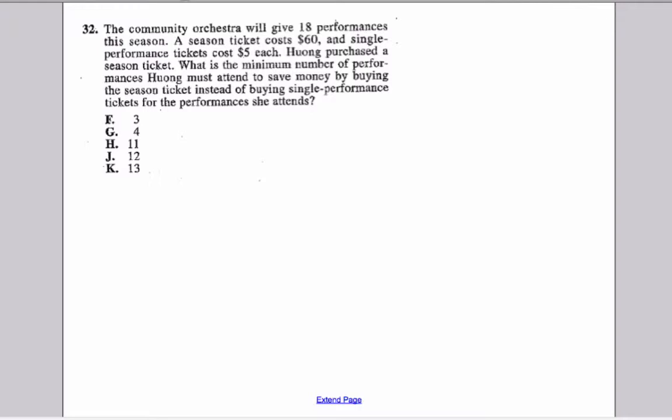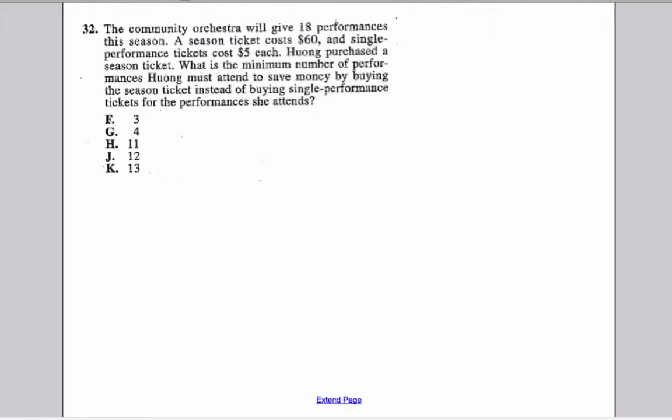Number 32 says the community orchestra will give 18 performances this season. A season ticket costs $60. A single performance ticket costs $5 each. Huang purchased a season ticket. What is the minimum number of performances Huang must attend to save money by buying the season ticket instead of buying single performance tickets for the performances she attends?